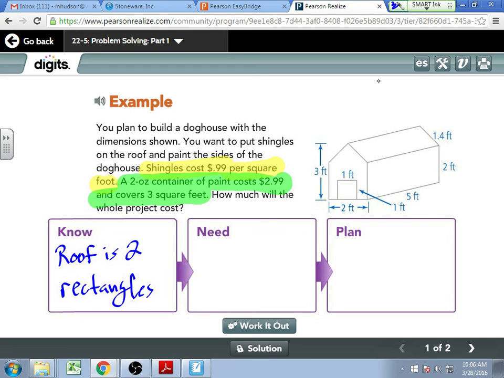So what we need is the dimensions, and they're given to me. Zach, what are my dimensions? 1.4 by 5. So for the area, we've got 5 and 1.4.